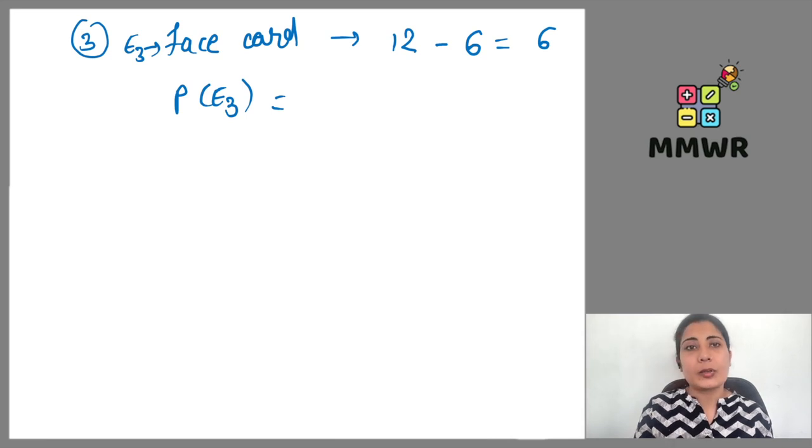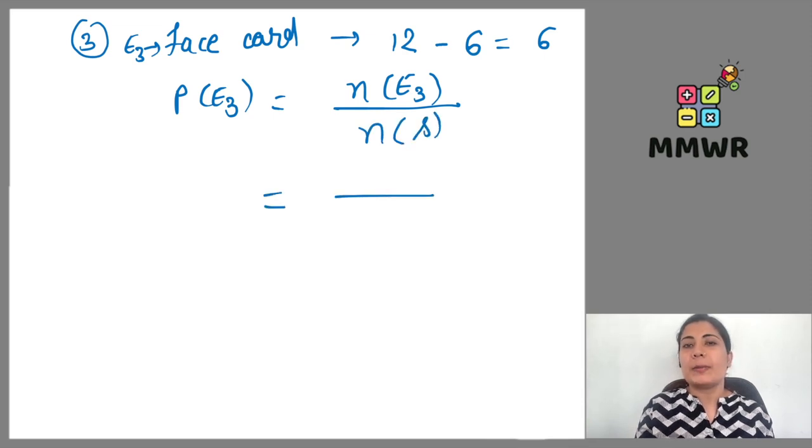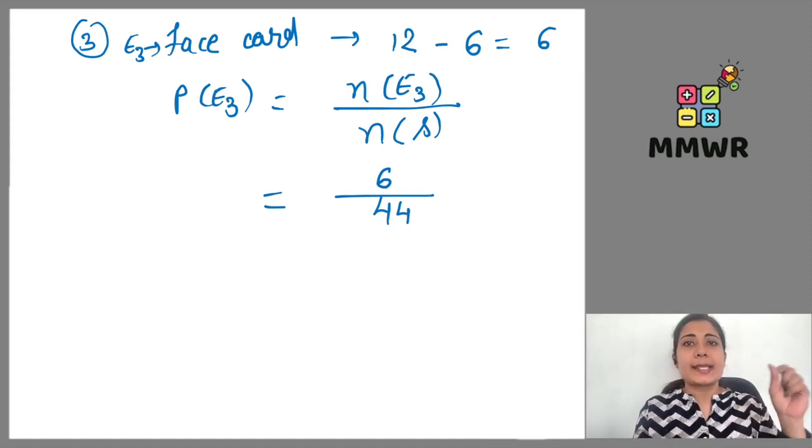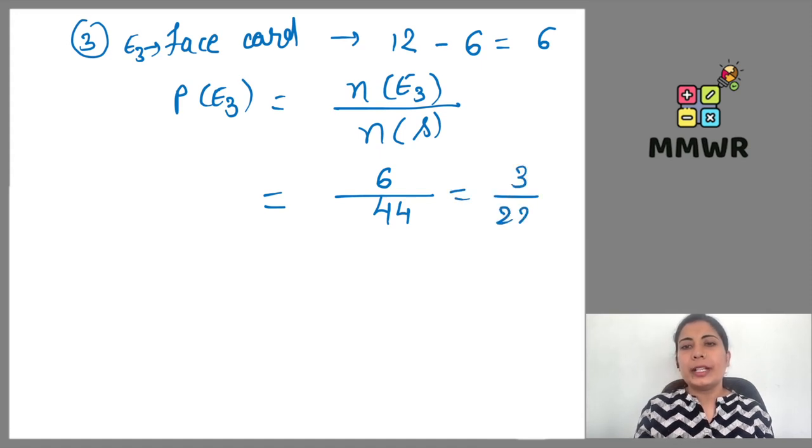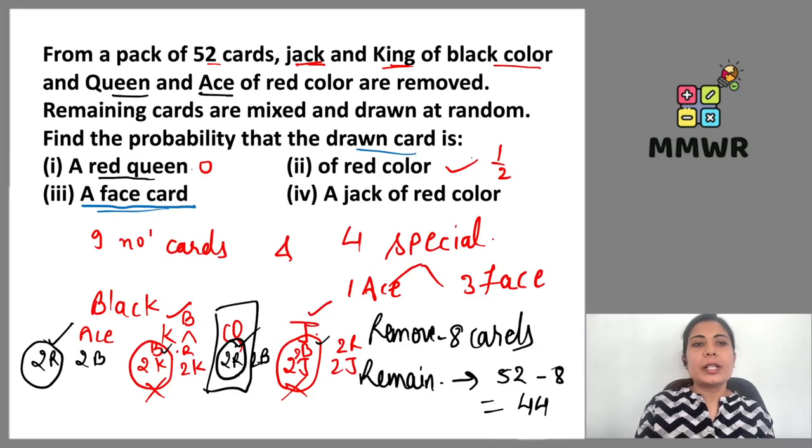So the probability for event 3, that means the probability for the face card, is going to be the number of favorable outcomes, the count of face cards, divided by the number of total possible outcomes. So 6 face cards are remaining in the deck, out of a total of 44 cards. 2 3s are 6, 2 22s are 44. So 3 upon 22 will be the probability for the third event, face cards.